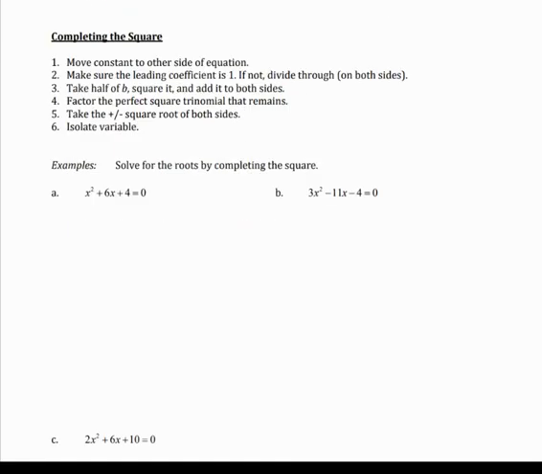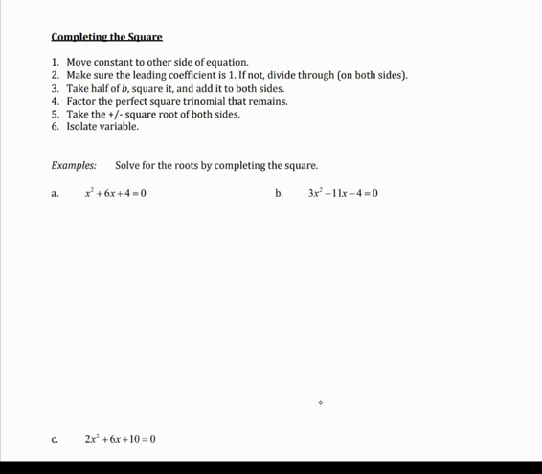Okay, let's put all of this together, and we're going to start from where we have any old trinomial now, or it could be a binomial, but where we have a quadratic equation that is not necessarily factorable. It's not already a perfect square. So what we're going to do is create a perfect square trinomial and solve by completing that square.